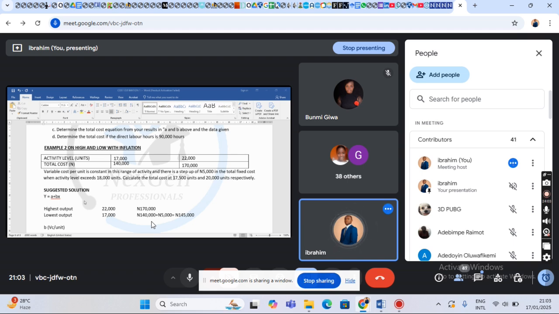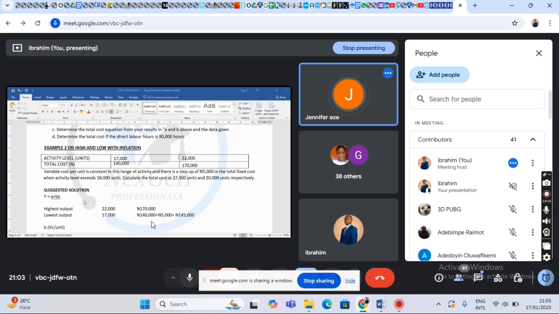Adekoya, do you understand the logic? Yes, sir. Okay, please, I need more questions. You need to understand why it is like this. That is a very brilliant question, kudos. The 170,000 has already included the future cost, the step fixed cost. So we don't need to add anything again. Rather, we subtract, because it has already been included. You can do it that way, and you will still get the same variable cost per unit.